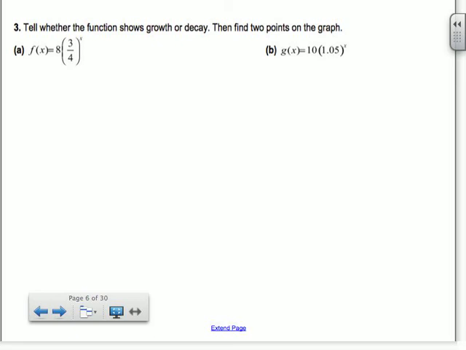All right, so 3a. Tell whether this is growth or decay, then find 2 points on the graph. So growth or decay? Decay, why? It's less than 1, right? So 3/4 is less than 1. So it's decay. All right, and then we're going to find 2 points.